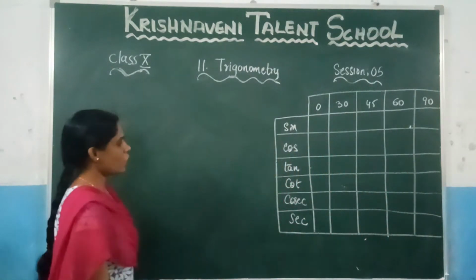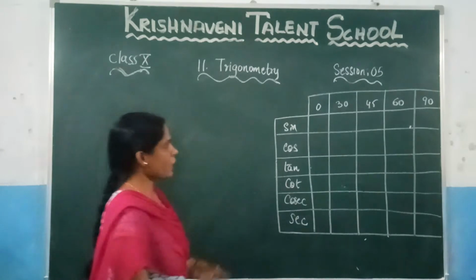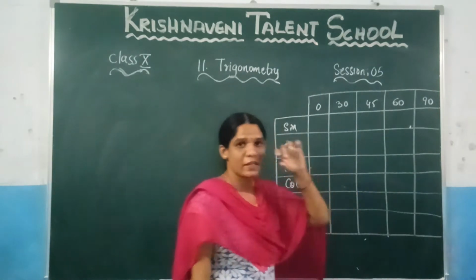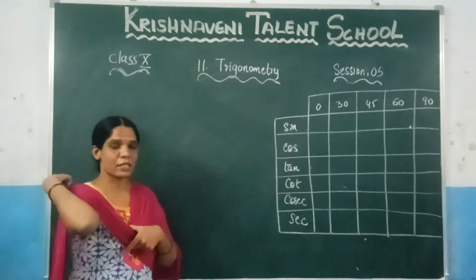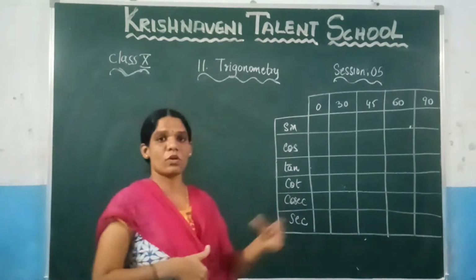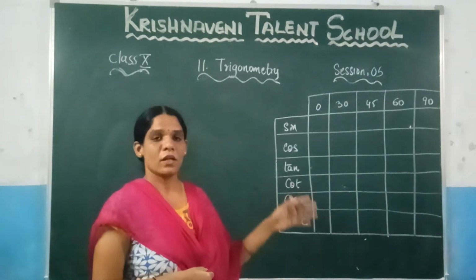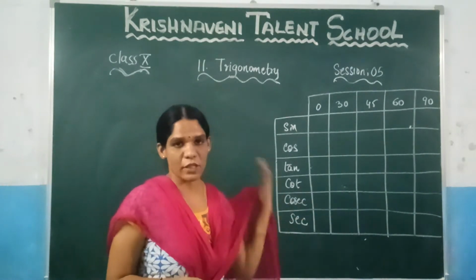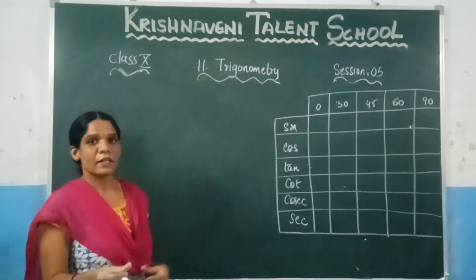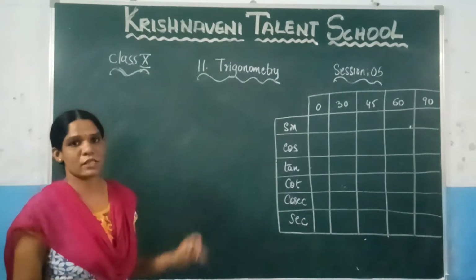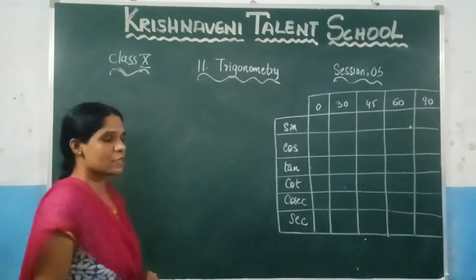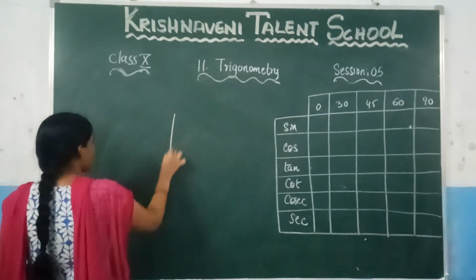Okay, let us see the first one. I am talking about 45 degrees. How to find the values for the angle of 45 degrees. That means what is the value of sin 45, cos 45, tan 45, cot 45. These are the things we are going to discuss now. For that, we need to consider one isosceles right angle triangle.